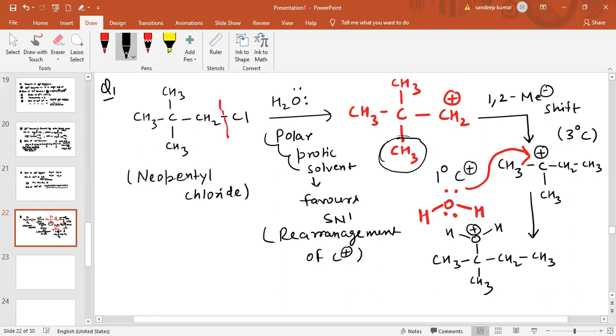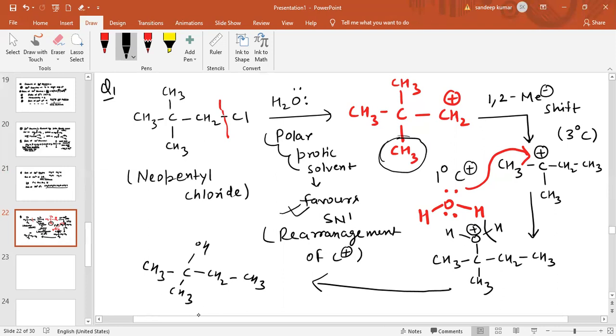So what happens? This H will be removed. When this H is removed, the final product obtained is CH3C, CH3, OH, and CH2, CH3. So this is the product obtained. Because the solvent is a polar protic solvent, the mechanism followed here is the SN1 mechanism.